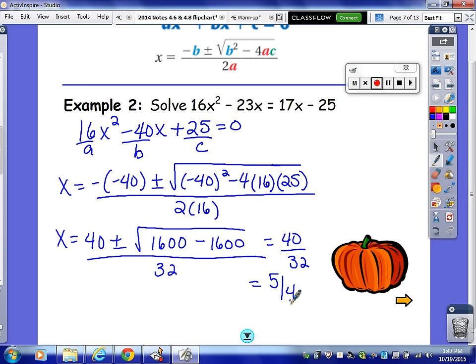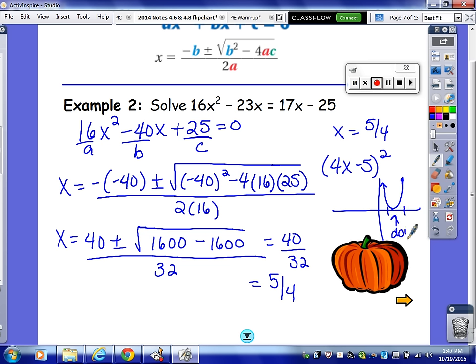So this actually factored. Since our solution is 5/4, this would have factored to (4x minus 5) squared, going backwards from a 0 to a factor. And when you graph it, like I said, it's only going to touch the x-axis at 1 1/4. It's only going to touch it once. We'll look at this in class. Okay? It's considered to be a double root. It's called a double root.